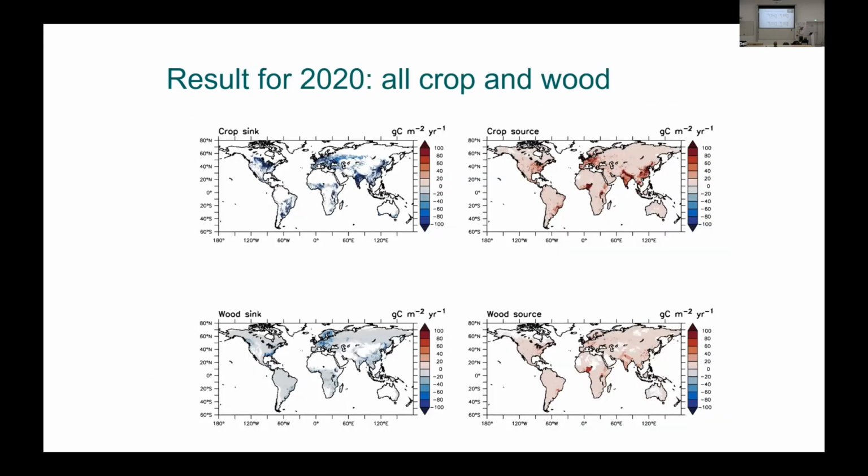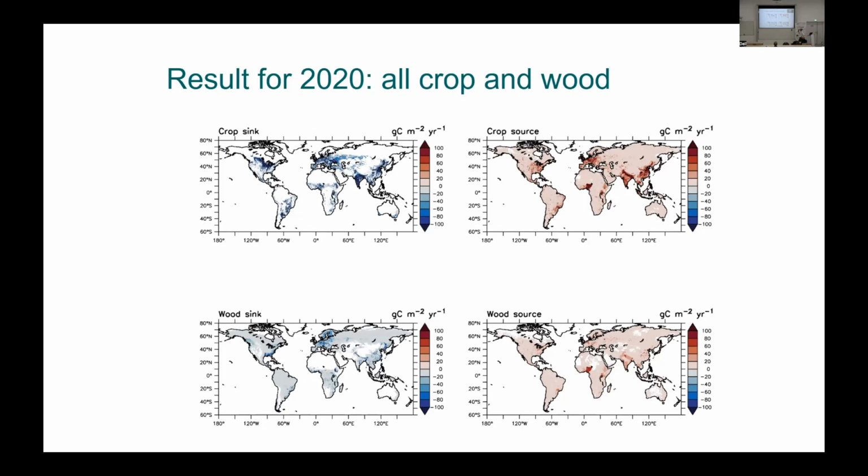After all this introduction, here you have the maps, of course. Those are global maps. You may not see a lot, but just the global pattern. Top left, the crop sink. You recognize the crop location around the world. You can see in the US, the Corn Belt, in Europe, for instance, etc.